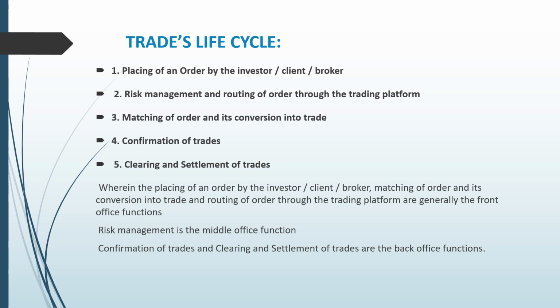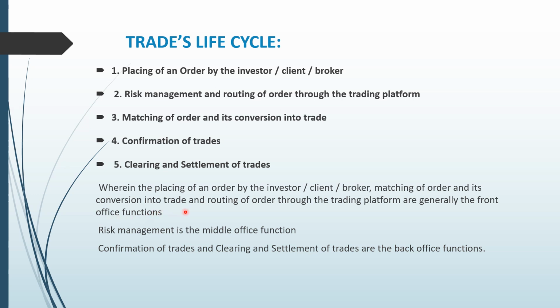So here we can see in the trade life cycle that the first step is placing of an order by the investor, client or the broker on the exchange. The second step is risk management and routing of orders through the trading platform. Then the order is matched and converted into a trade. At the end, there is a confirmation of trades. And in the last step, we have the clearing agencies which settle the trades.